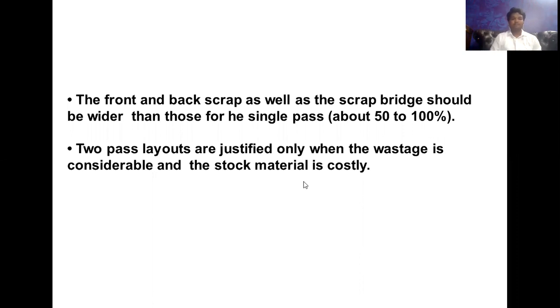The front and back scrap as well as the scrap bridge should be wider than those for the single pass, by about 30 to 50%. The two pass layouts are justified only when the wastage is considerable and the stock material is costly. So we should see that the front and back strap as well as the scrap bridge are wider than those for the single pass, around 30 to 50%. Two pass layouts are only justified when we don't want the material to be wasted because the stock material is so costly.